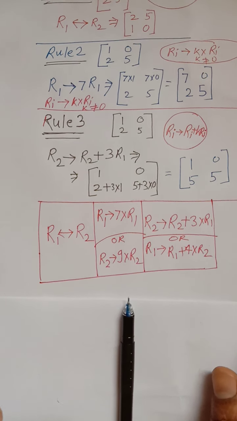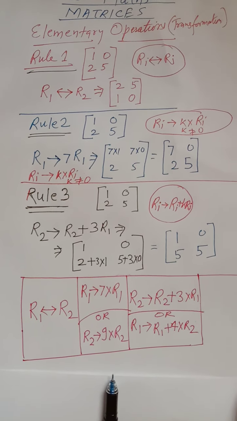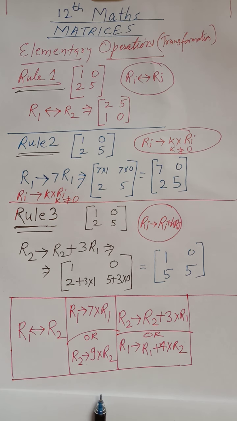Total 3 rules are there, and remember these 3 rules are applicable for rows as well as columns.